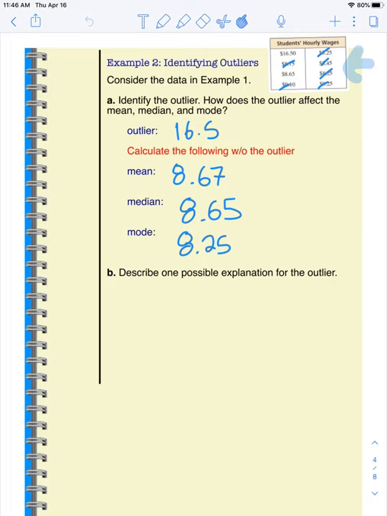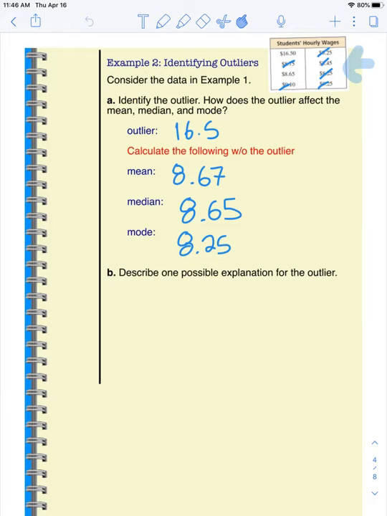So describe one possible explanation for the outlier. That student, the one that makes 16.50, could maybe be a manager. They maybe could have been working there for more years, or they could be older than the other students, but clearly they make more money than the rest of their peers. So how did that outlier affect the mean, median, and mode? Well, if we go back to our data from example 1, all of them were a little bit higher except for the mode.